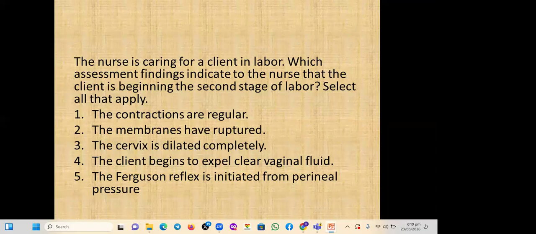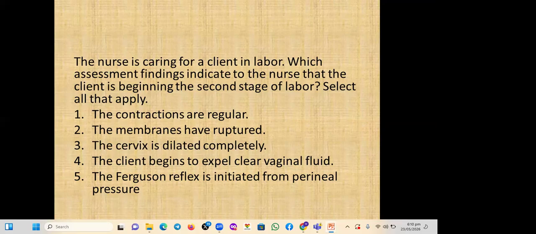But we are looking at stage 2. What kind of assessment will help you to know that this person is in stage 2? You cannot use contractions to say that because the person is contracting regularly, the person is in stage 2. But the moment you know that the person has dilated completely, it means that the person has entered into stage 2. And the moment the Ferguson reflex is initiated, that means that you are to deliver the baby. So these are peculiar to stage 2.